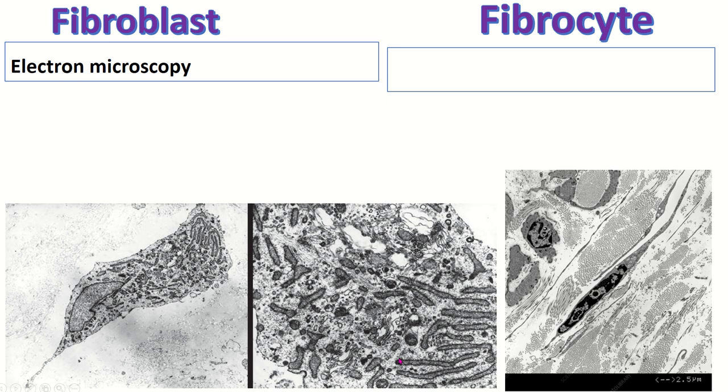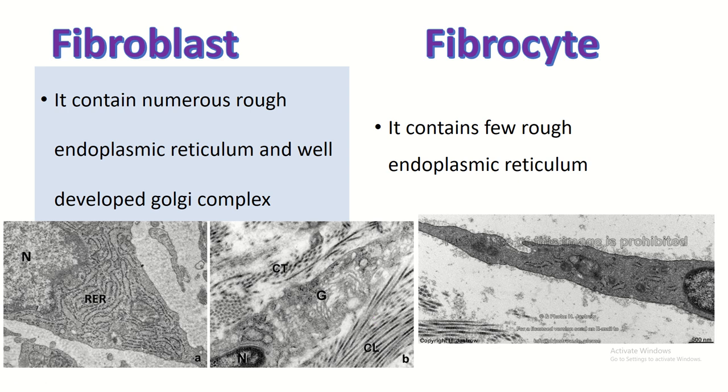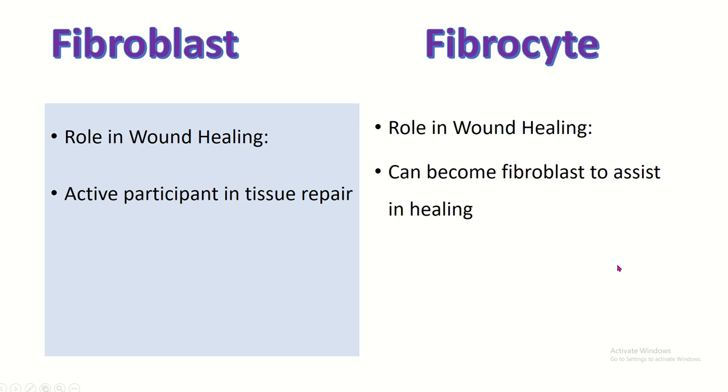These are the rough endoplasmic reticulum present within the fibroblast. So, in this figure also we see the rough endoplasmic reticulum and Golgi complex, and these are the organelles present within the fibrocyte. Role of fibroblast in wound healing: it actively participates in repair, and the fibrocyte can become a fibroblast to assist in healing.